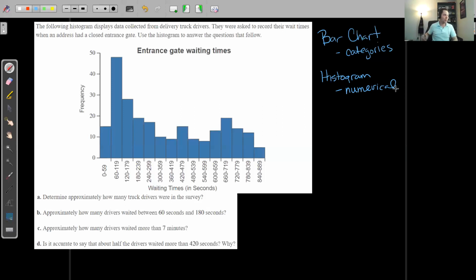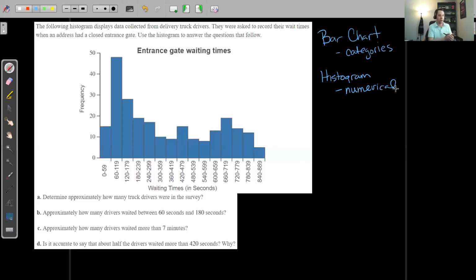So here, the following histogram displays data collected from delivery truck drivers. They were asked to record their wait times when an address had a closed entrance gate. So we said, hey, how long did you have to wait whenever you're trying to go somewhere and the gate's closed and you have to call someone up and say, hey, can you open the gate? I need to drop your stuff off. That's the response that they said.